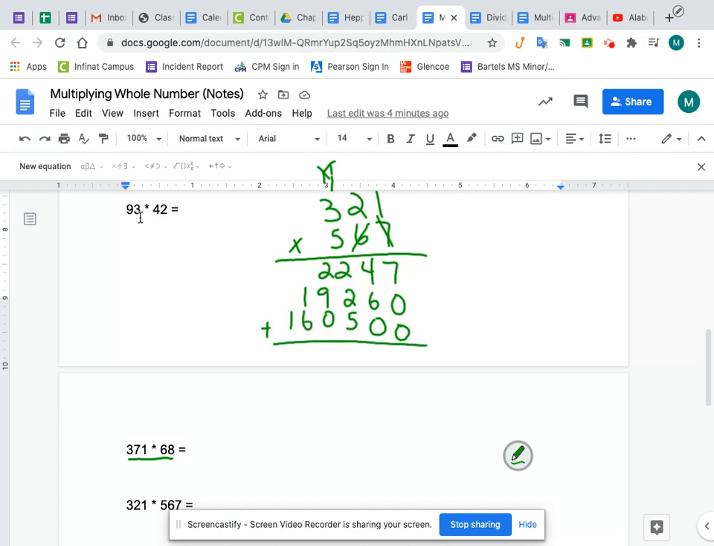Adding everything together. 7, 9, 10. 9 and 1 is 10, plus 2 is 12. So 182,007 ends up being your final answer.